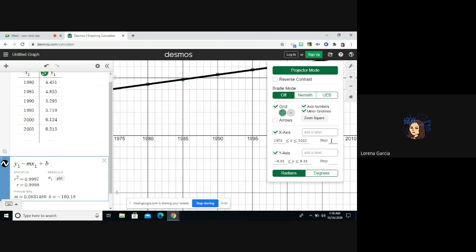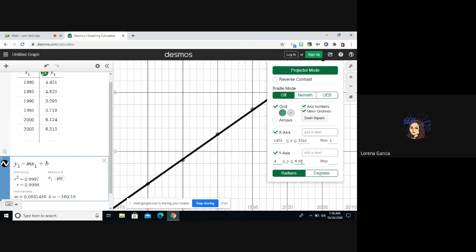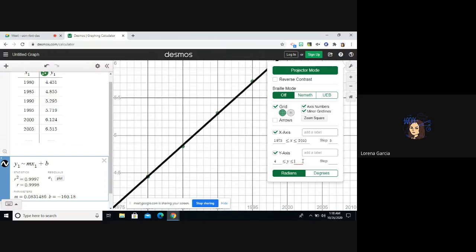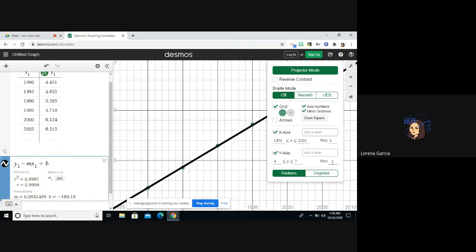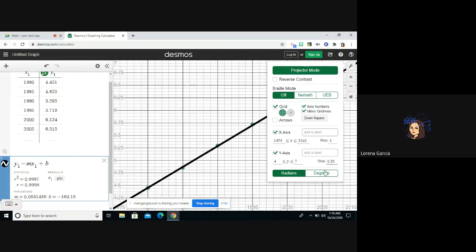Your step is how much the years go up each time here, so I would want them to go up about 5. For my y's, you can see these range between like 4 and 6. So I can go from 4 to maybe 7, and I can go up maybe 0.5 each time. Again, there's no right or wrong way to do it. You're choosing your parameters here. I can even go up 0.25 if I want.